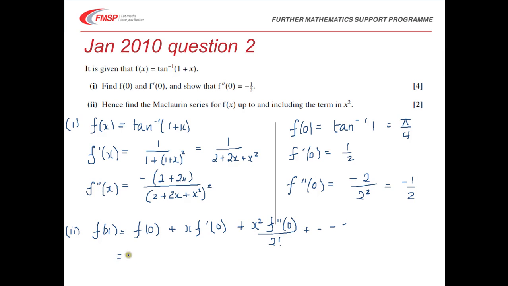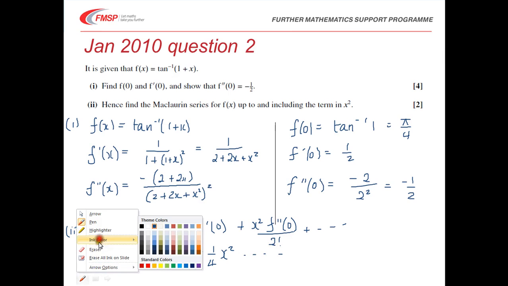So f of 0 we've worked out is pi over 4, x times f dash of 0, so that's going to be a half of x. And then the third term, well, we're going to have minus a half divided by 2, which is minus a quarter x squared, so minus a quarter x squared is our third term. And there will obviously be other terms, but we haven't been asked for any more than the first 3.